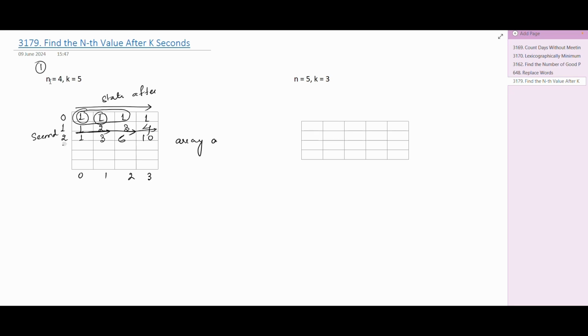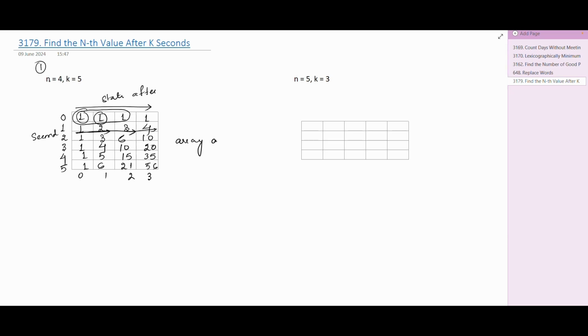Similarly, after the third second, the values will be 1, then 1 plus 3, 4, then 1 plus 3 plus 6, that is 10, then 1 plus 3 plus 6 plus 10, that is 20. Then after the fourth second, the values will be 1, then 1 plus 4, 5, then 1 plus 4 plus 10, that is 15, then 1 plus 4 plus 10 plus 20, that is 35. Then after the fifth second, the values will be 1, then 1 plus 5, 6, then 1 plus 5 plus 15, that is 21, then 1 plus 5 plus 15 plus 35, that is 56.